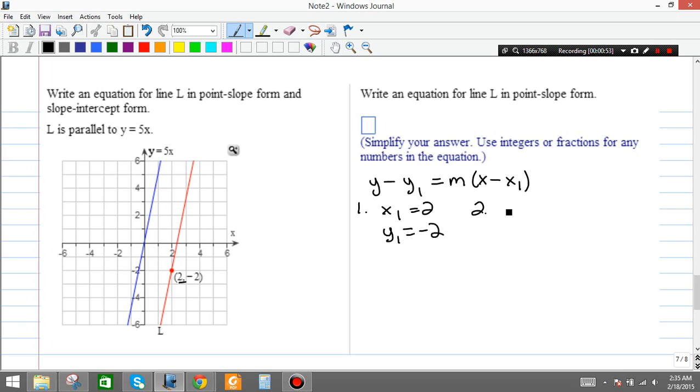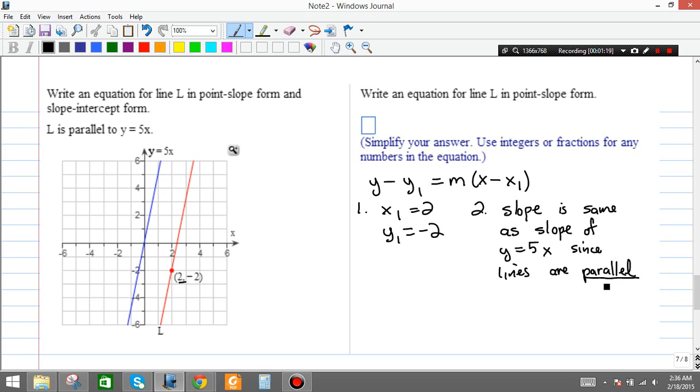And so here we need to know it's the same as the slope of y equals 5x, since the lines are parallel. So when lines are parallel, the slopes are the same. Well, the slope of y equals 5x is 5. And so the slope we want, if the line is parallel, is also 5.